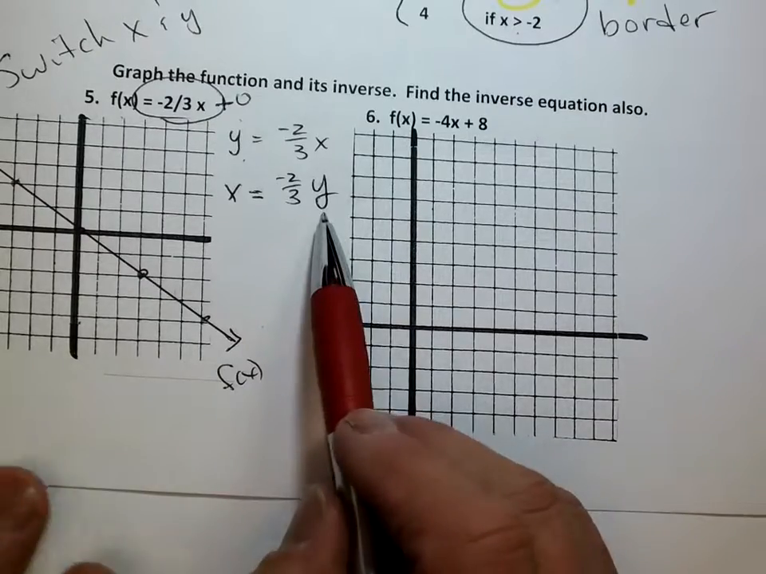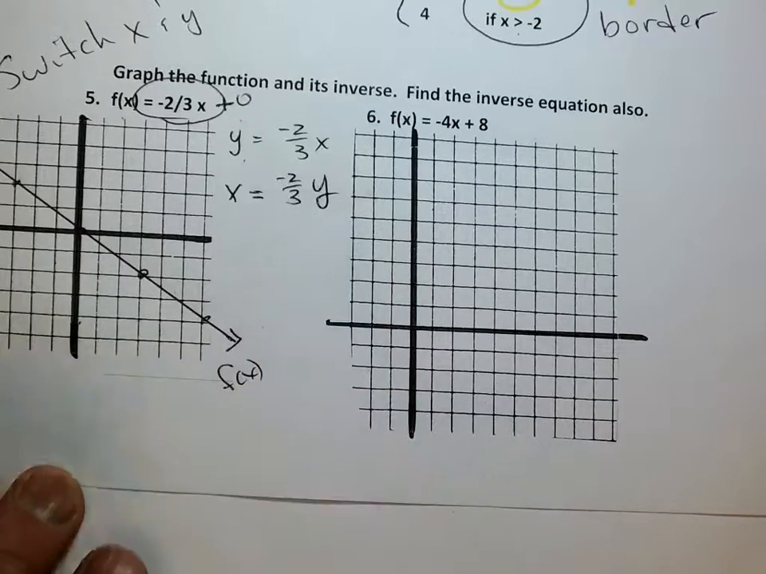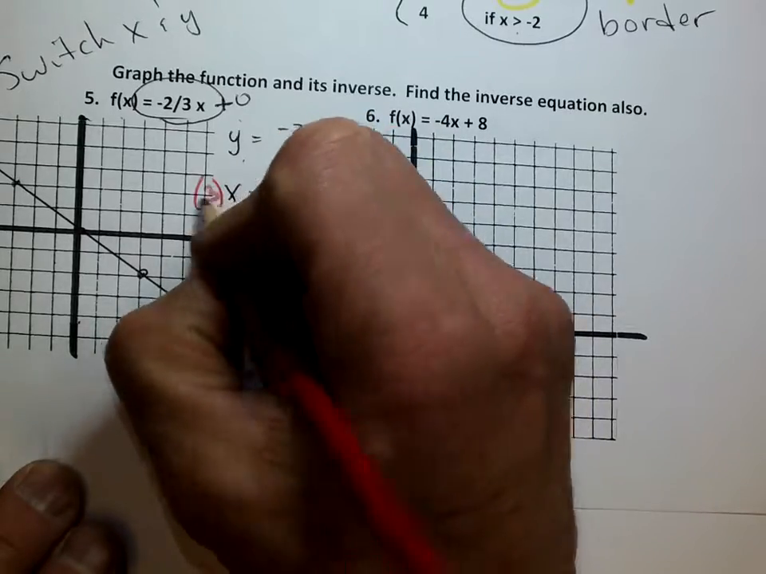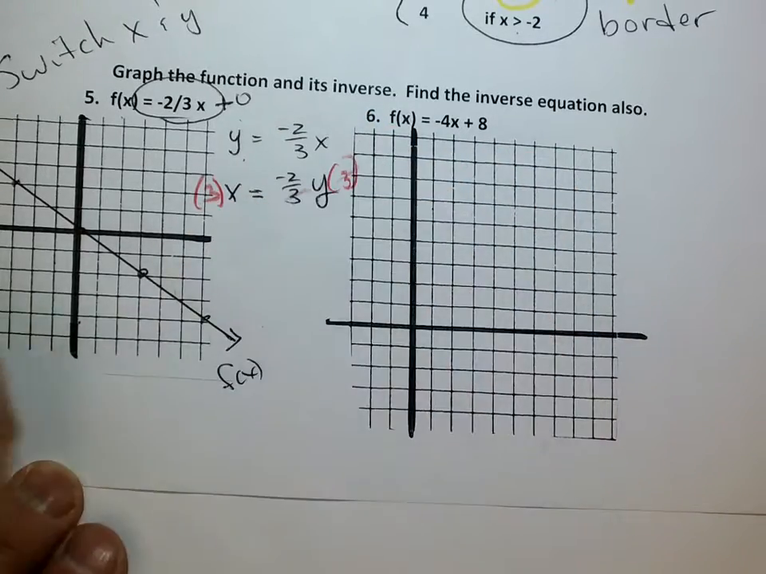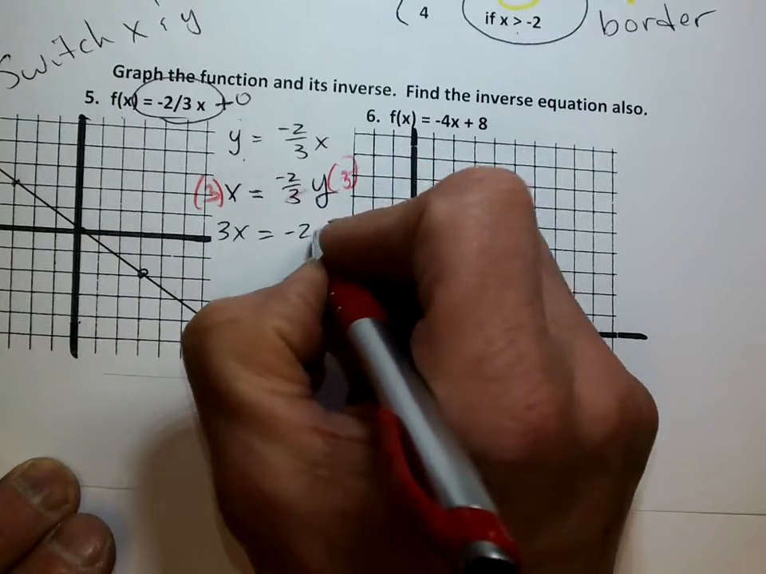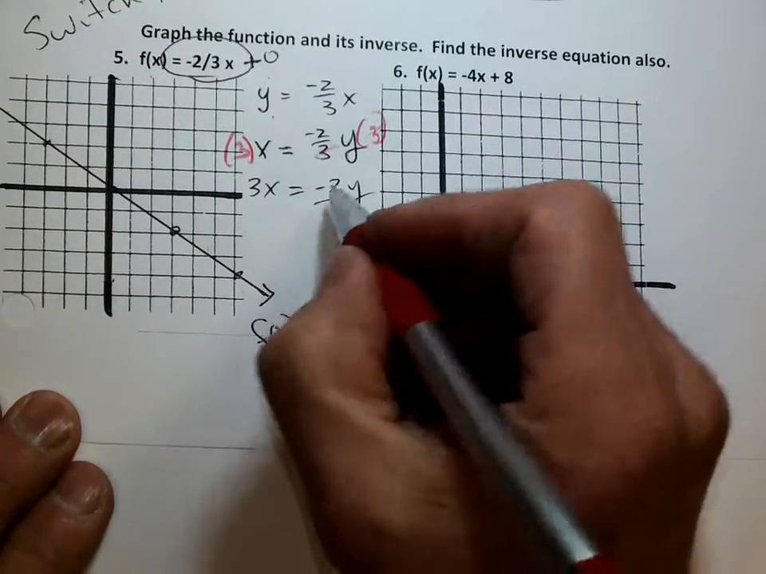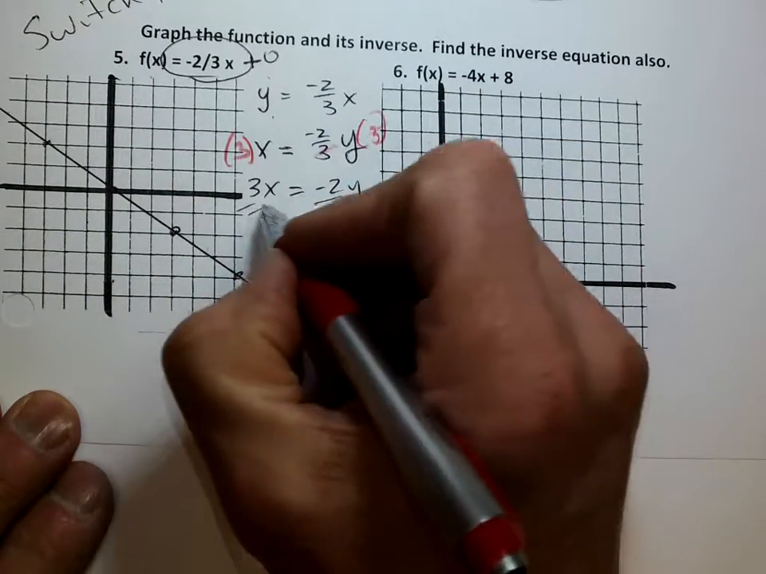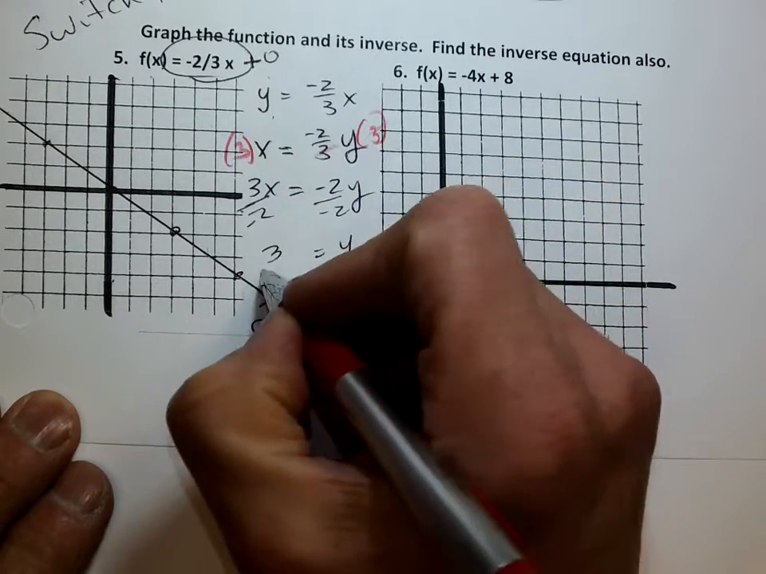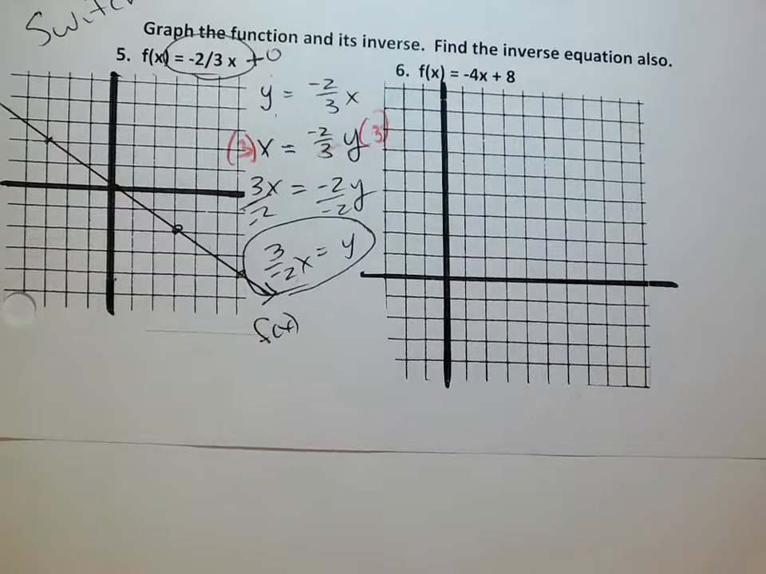If I want to solve for y, this divide by 3 I'm going to take care of first. So I'm going to undo the divide by 3. So I'm going to times by 3 because that will undo the divide by 3. Okay, that'll cancel that. So I'll have a 3x equals a negative 2y. And then I'm going to divide by negative 2, divide by negative 2. And I'm going to get an answer of y equals 3 over negative 2x. That's my inverse equation. Okay, that's how I get my inverse equation.